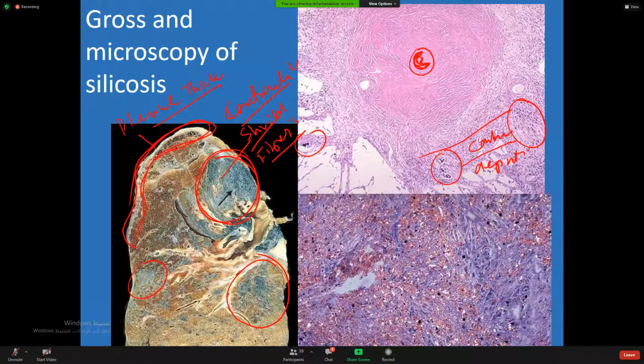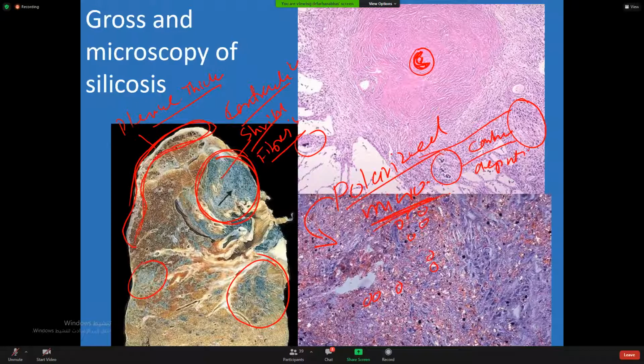Now remember that silica is a weakly birefringent material. So when you do polarized microscopy, what is going to happen? The background is going to become dark, and these silicotic nodule particles are going to brighten up under the effect of polarized microscopy. So this is the microscopy of silicosis.